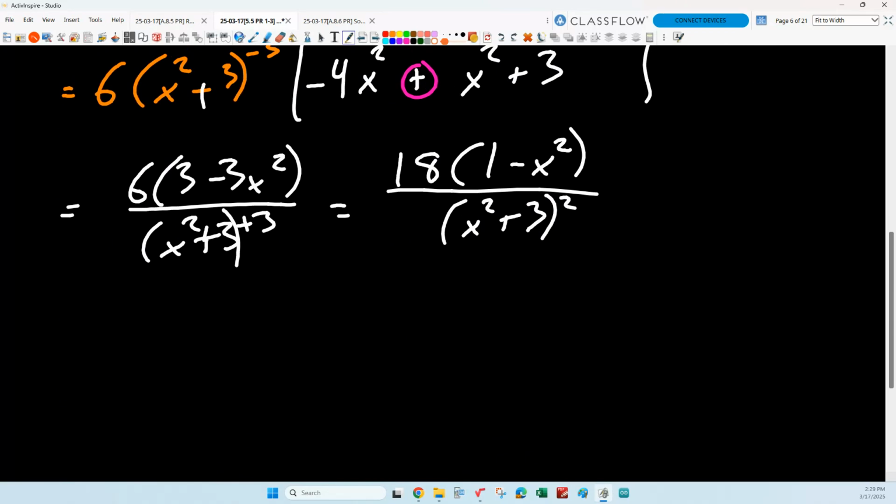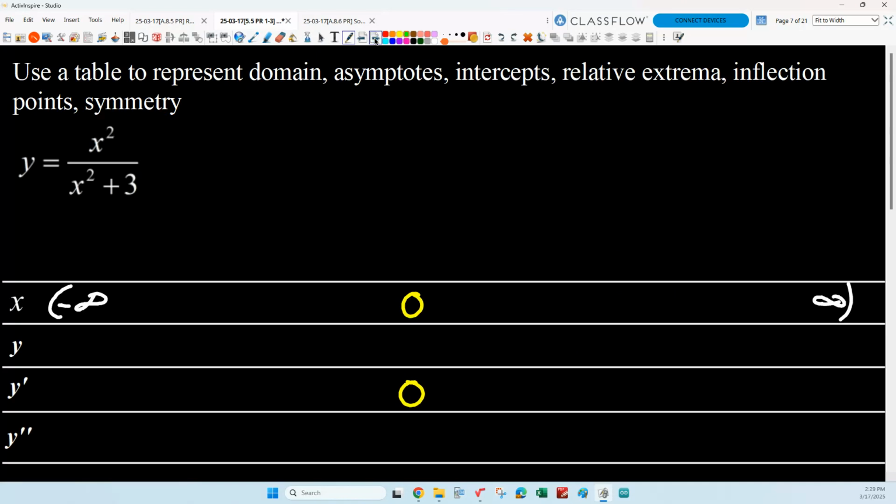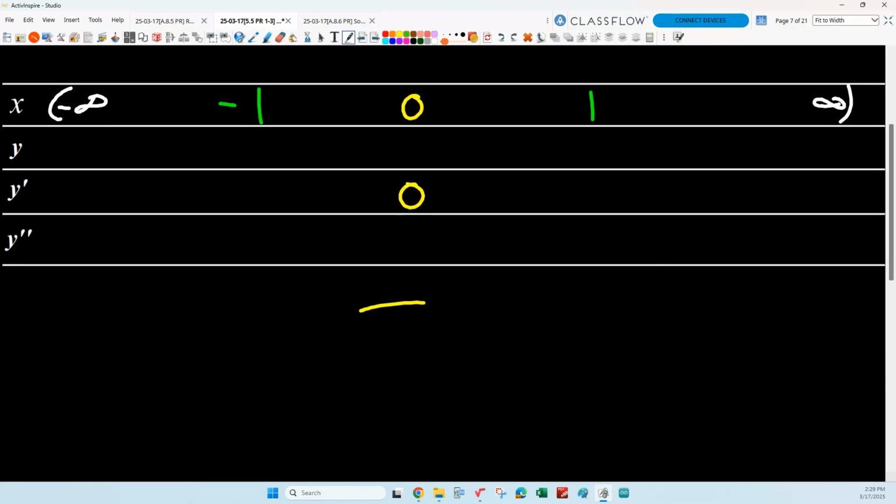So what are my critical numbers then? Plus or minus 1, yeah. And let's just make a note of that. So y double prime equals 0 at x squared equals 1, so x equals plus or minus 1, right? Okay. So how do we proceed here? Test which value first? 0, yep.